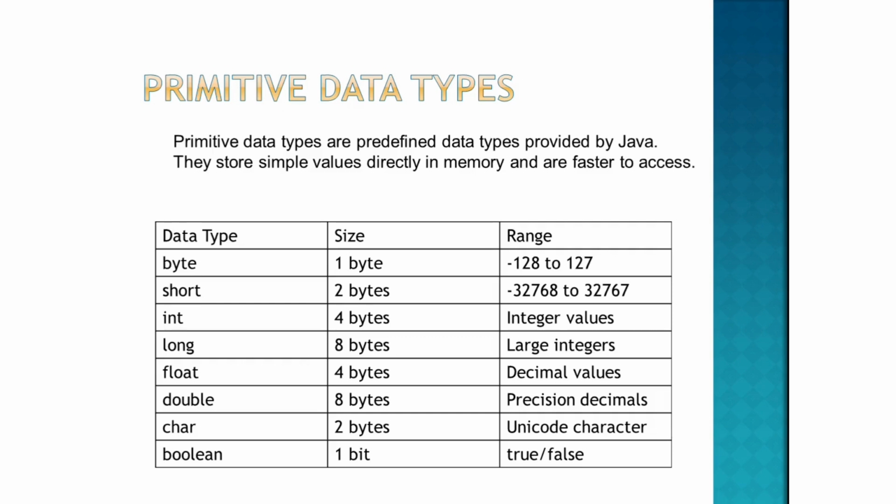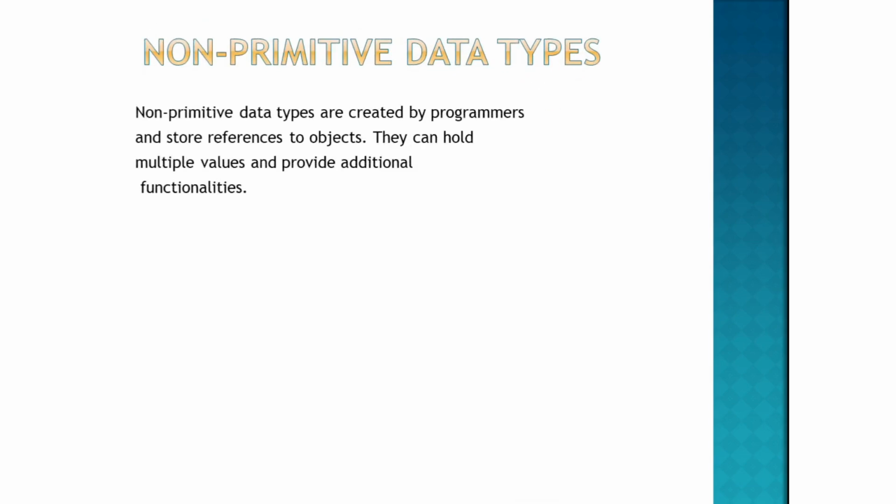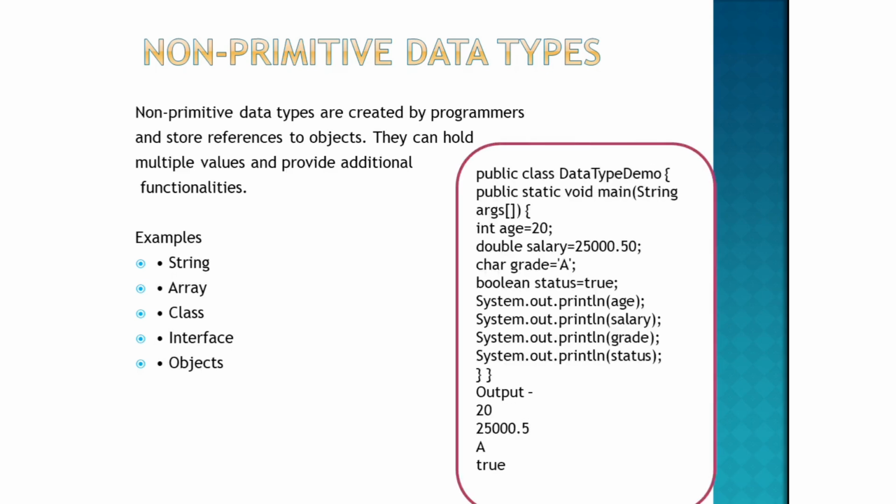Now let's move on to non-primitive data types. Unlike primitive data types, these store references to objects and can hold multiple values. Some common examples are string, array, class, interface, and object. Now look at the example program. Here, age is declared as an integer, salary is double, grade is a character, and status is a boolean value. Finally, the System.out.println statement prints all these values on the output screen. This program shows how different data types are used in a Java program.